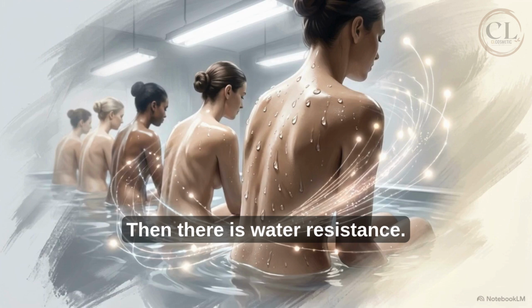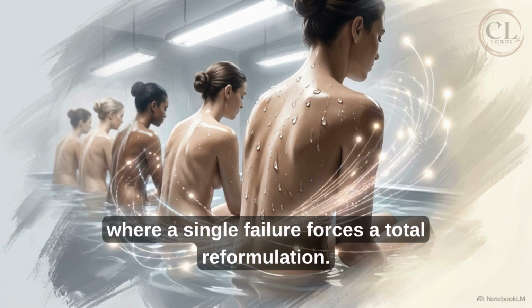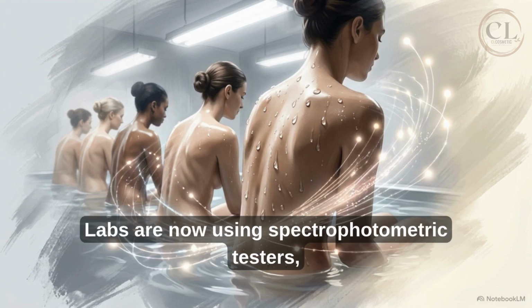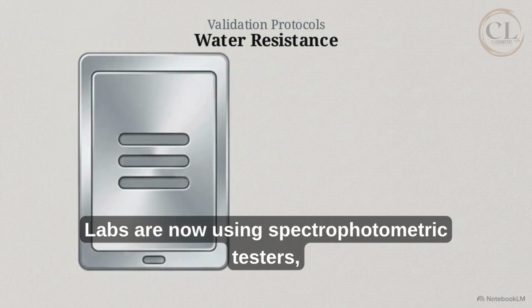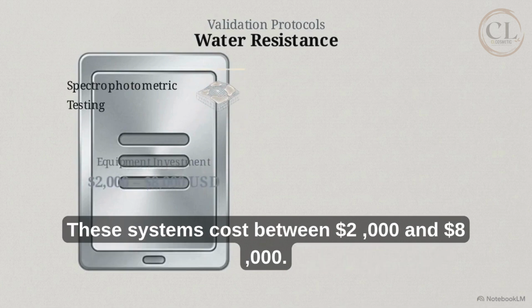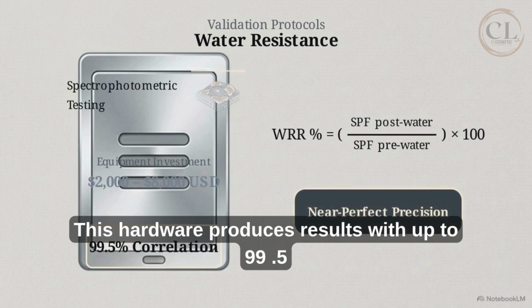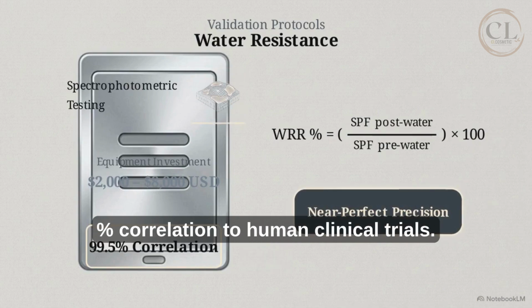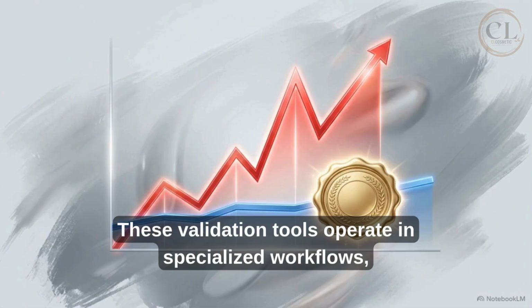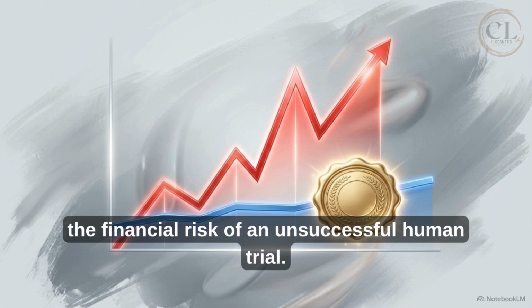Then there is water resistance. Traditionally, verifying this meant an 80-minute human immersion test, where a single failure forces a total reformulation. Labs are now using spectrophotometric testers, a digital hardware hybrid, to scan skin substitutes before and after immersion. These systems cost between $2,000 and $8,000. This hardware produces results with up to 99.5% correlation to human clinical trials. These validation tools operate in specialized workflows, allowing you to secure premium claims without the financial risk of an unsuccessful human trial.